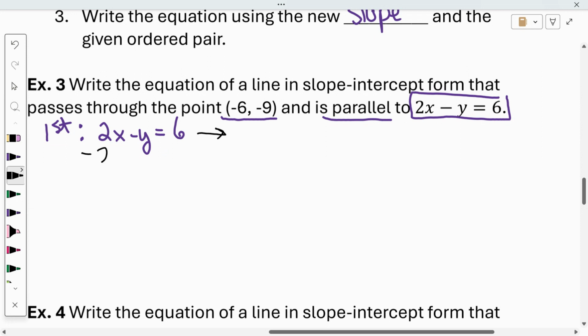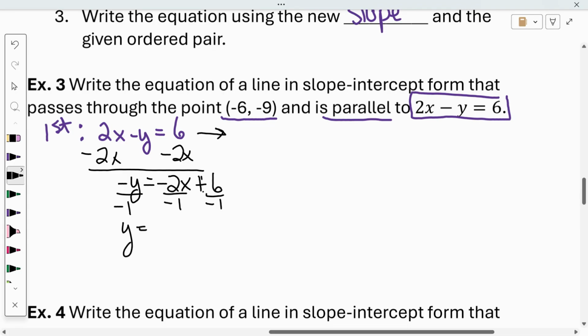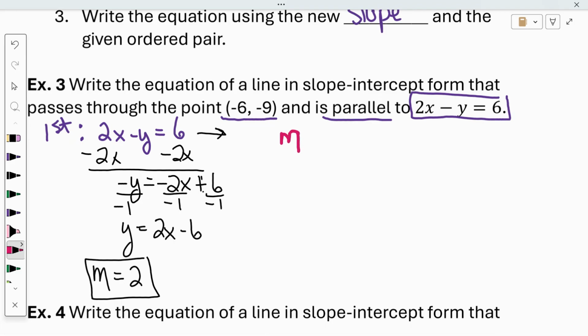So I'm going to subtract 2x from both sides. Negative y equals negative 2x plus 6. Now I have to get rid of that negative in front of my y, so I'm going to divide every single term by a negative 1. So I have the equation y equals 2x minus 6. So my slope is 2. Now because my lines are parallel, I need to use the same slope. So I'm going to use a slope of 2.